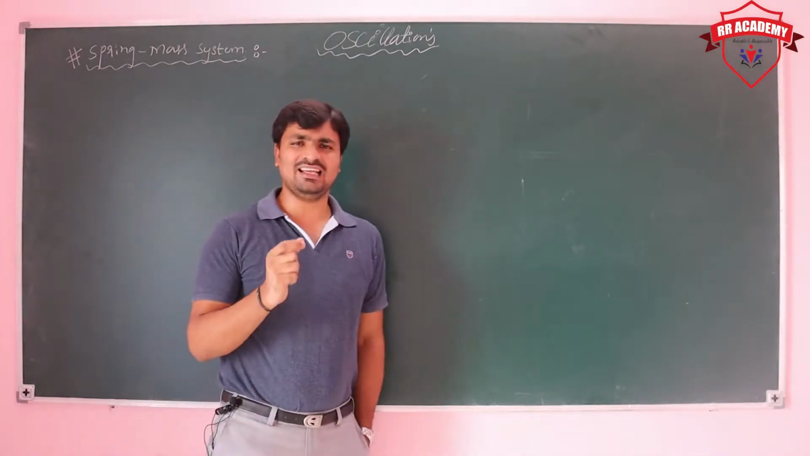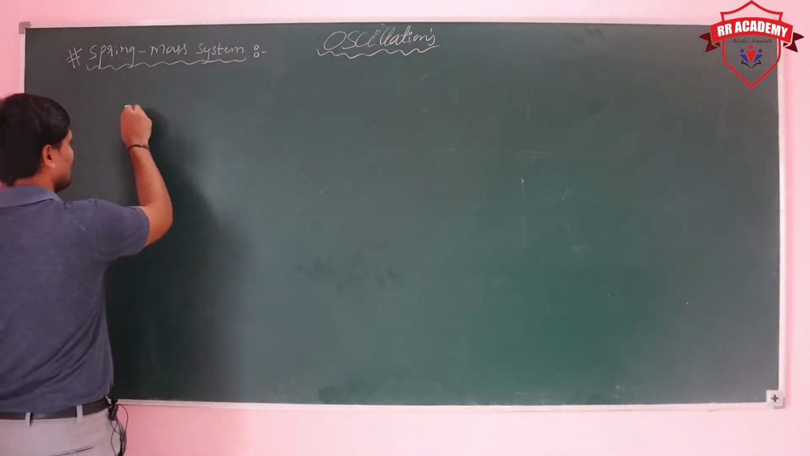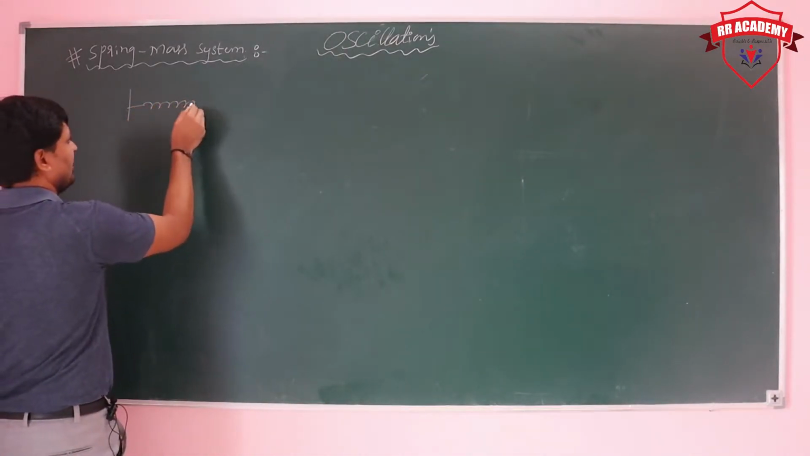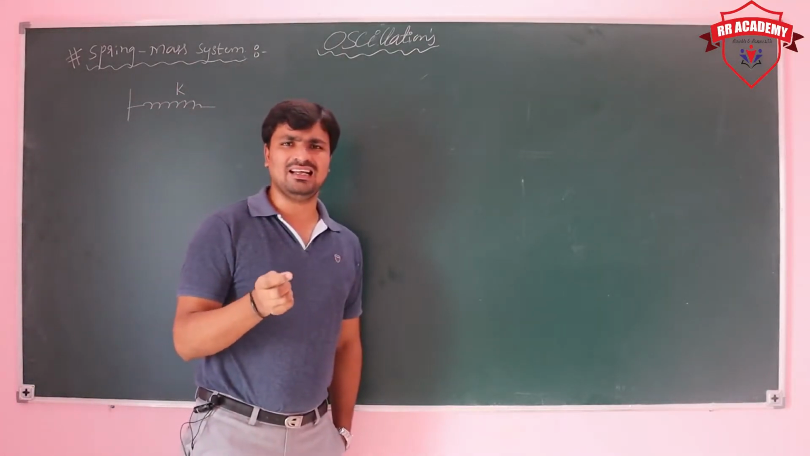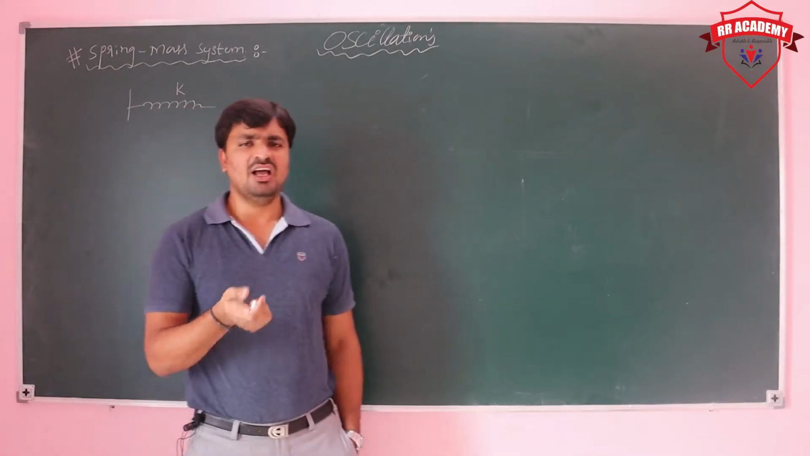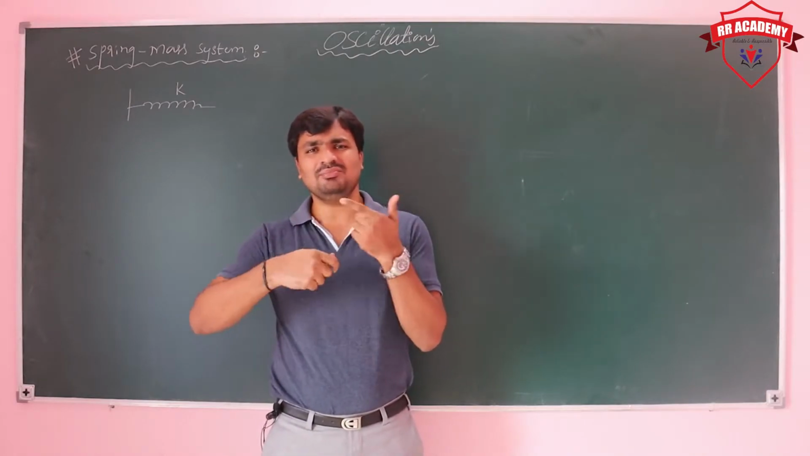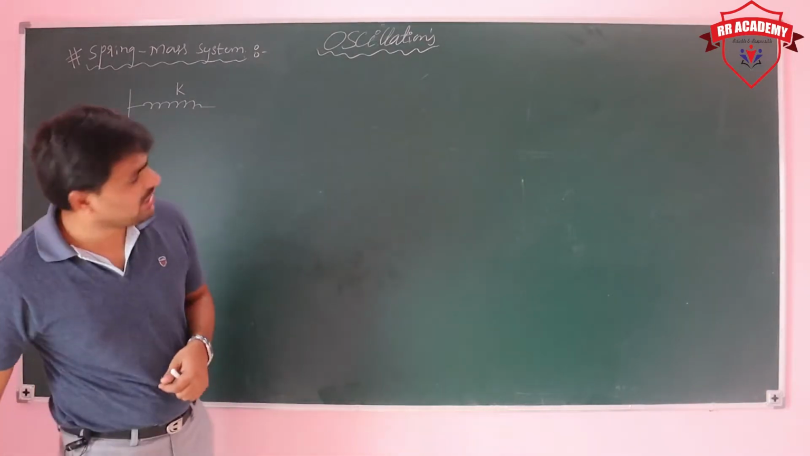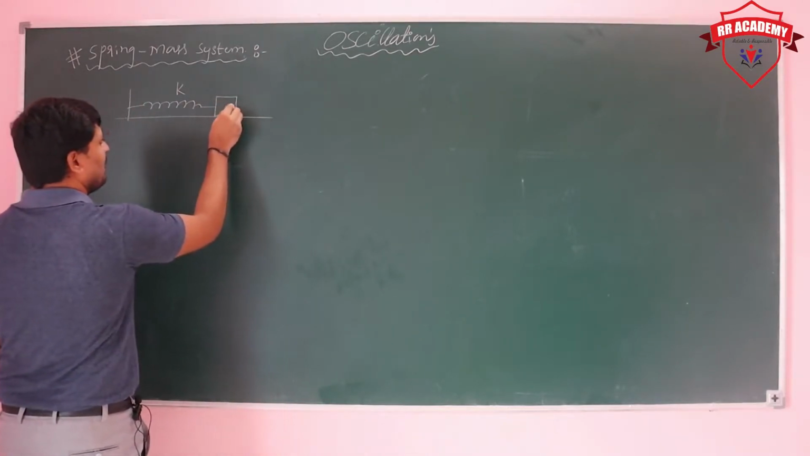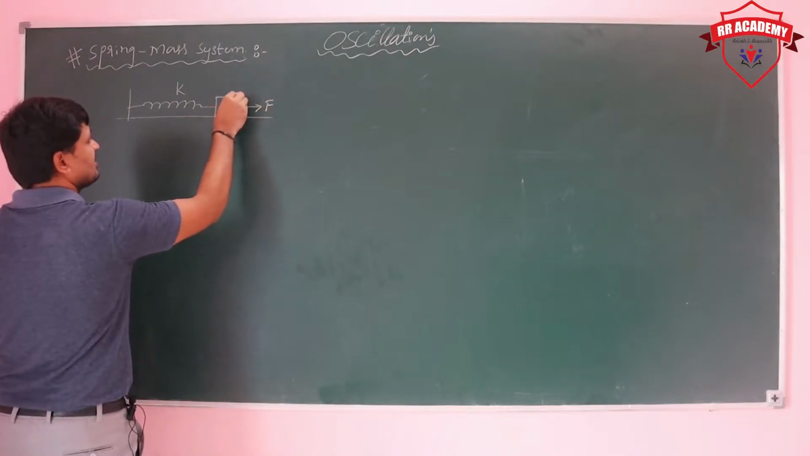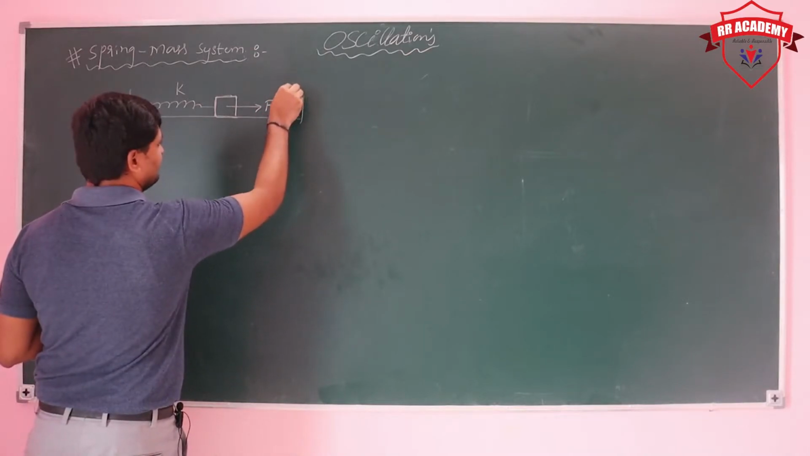Here we consider a spring of force constant K, which is attached to a particular mass. If you apply some force on it, it can undergo some displacement. If you attach some mass here, apply the force on this side, take an extension, and release it.